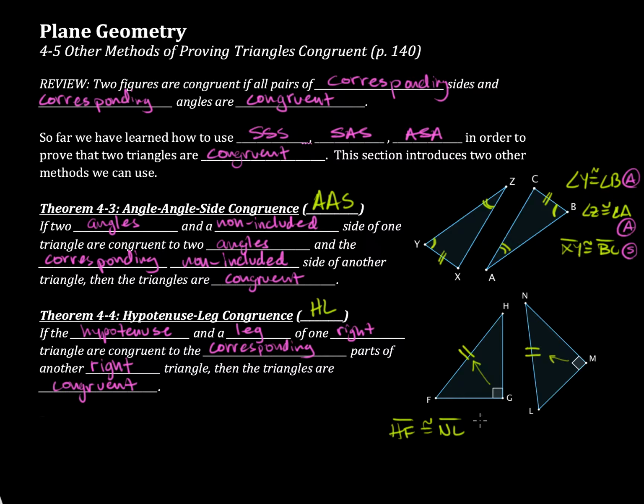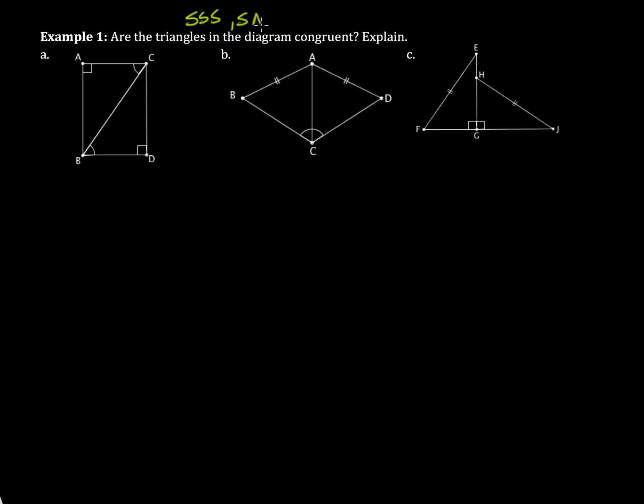So that now completes the five shortcuts that we can use for saying that triangles are congruent, right? We now can use side-side-side, side-angle-side, angle-side-angle, angle-angle-side, and HL. And remember that ASA and AAS are different, even though there are two A's and one S in each. They're different because in ASA, it's the included side, and in AAS, it's a non-included side that we have. So let's look at these three examples and decide if we're looking at congruent triangles.